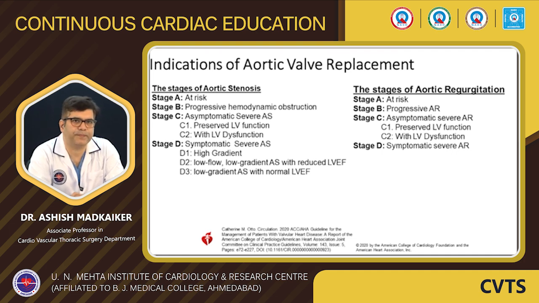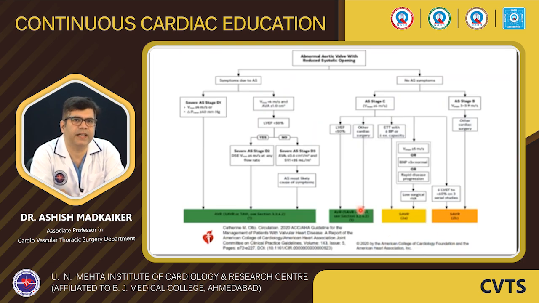So if we briefly look at the indications, then we see that aortic stenosis, when it is in stage D, becomes a class 1 indication for AVR. Similarly, when it is in stage C and when the LV function is down, or when we are doing any associated cardiac surgery along with the presence of AS, it becomes a class 1 indication to do AVR.